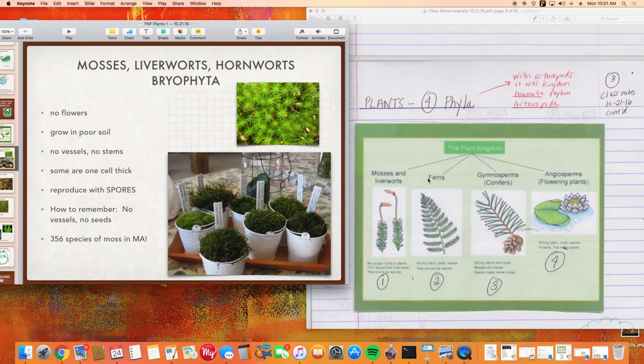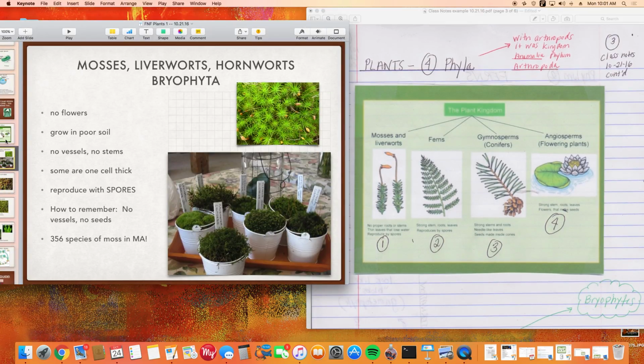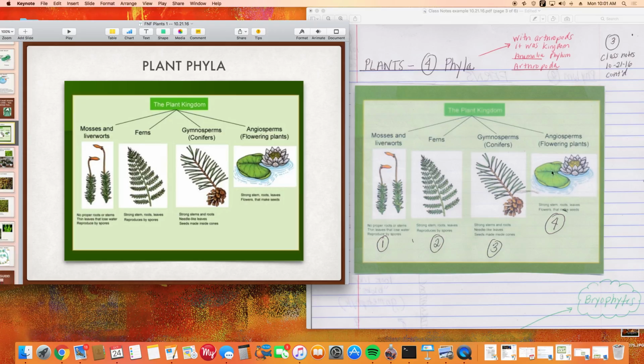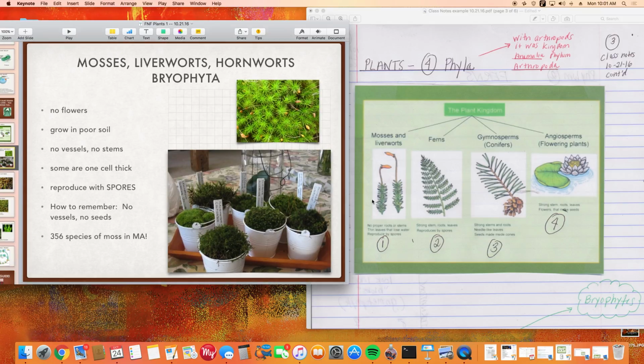So we started with the mosses. So I took my sheet here, I glued it into my notebook, and I knew I was going to talk about 4 phyla. So I went back after the 4 phyla and I labeled 1, 2, 3, 4 to keep them straight. Okay, so you guys will probably want to do that too.